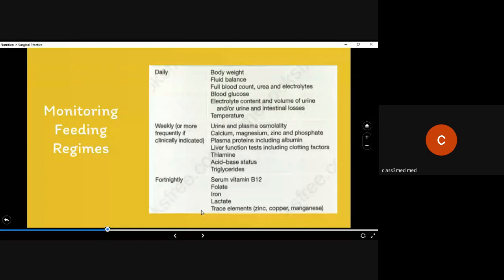Some monitoring measures should be done weekly in normal conditions, or more frequently if clinically indicated, like urine and plasma osmolarity. So we have to check that. Calcium, magnesium, zinc, phosphate, plasma protein including albumin, liver function tests, and so on. These are measures recommended on a weekly basis, and certain other investigations are done less frequently.